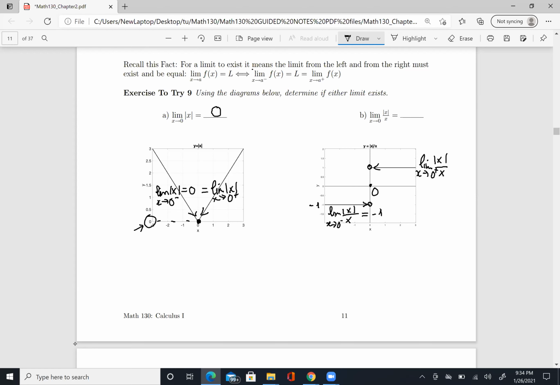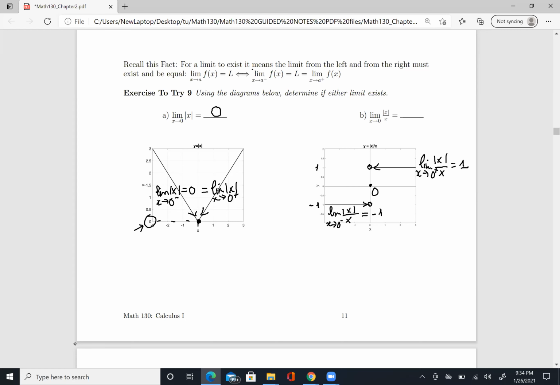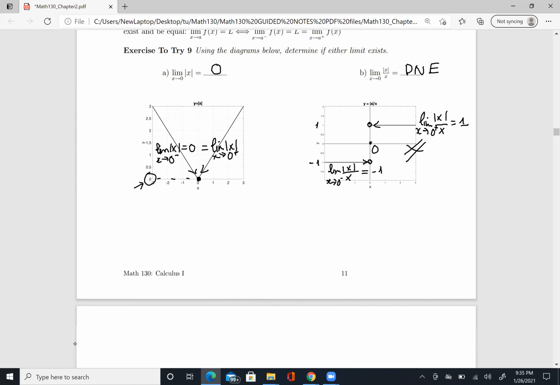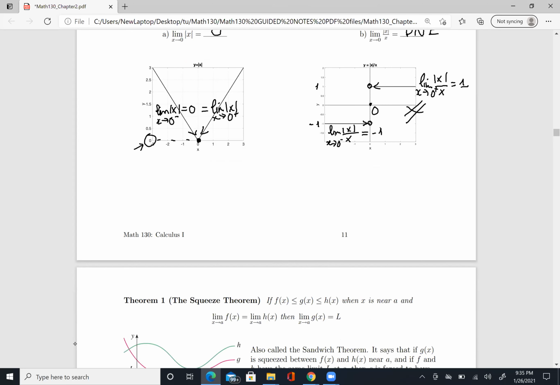What is that going to be? 1. So equal to 1. So you can see that they are not equal to each other, right? And according to the previous section, you should know that this limit does not exist, right? Okay, so let's move to the next page and see what happened.